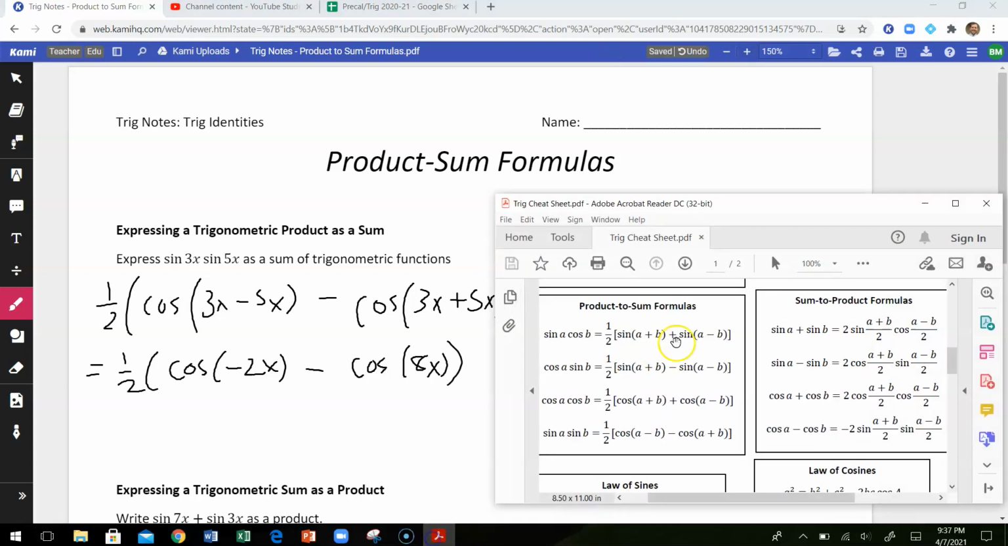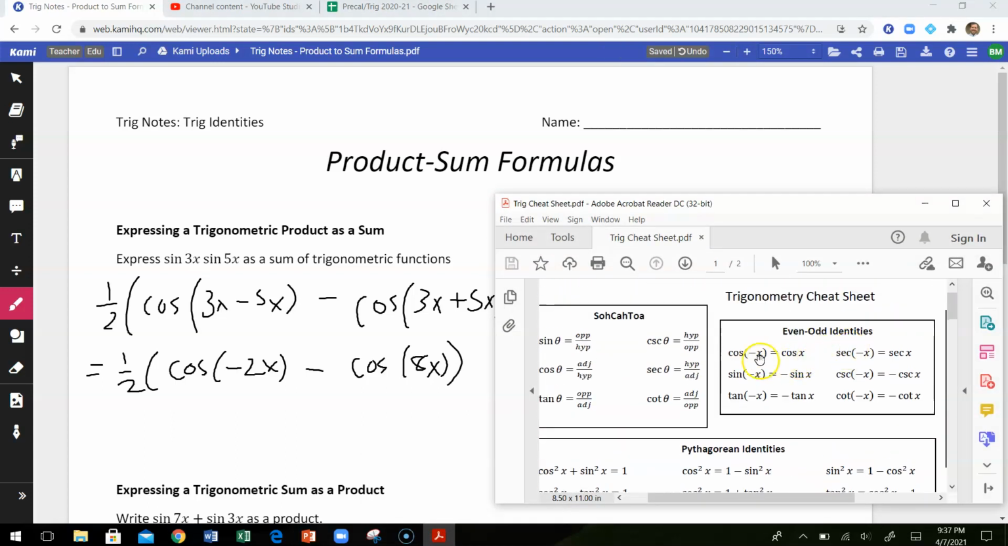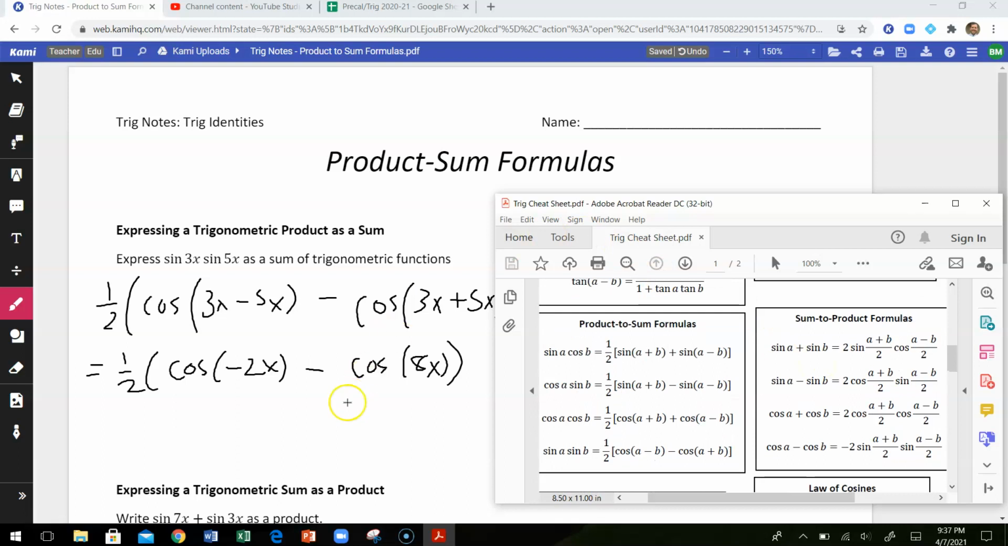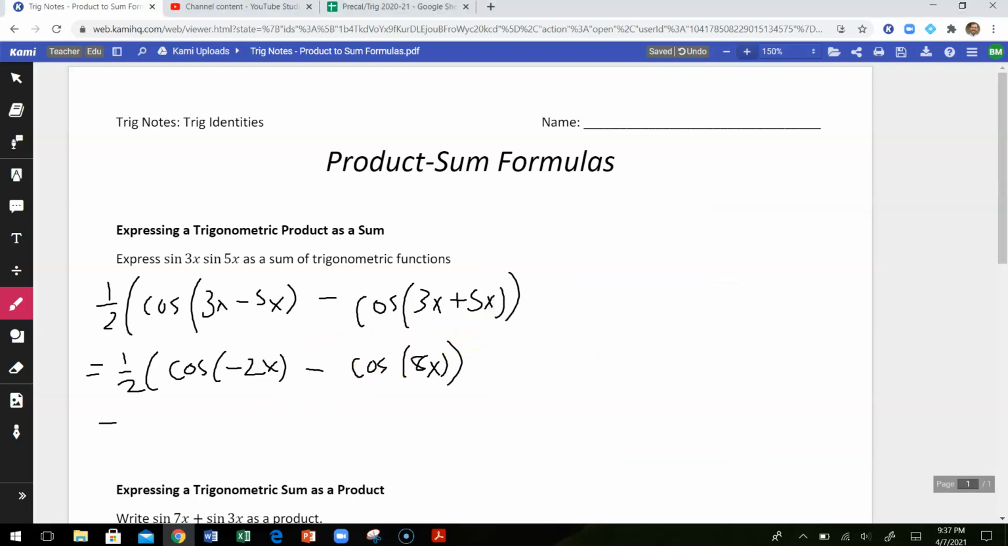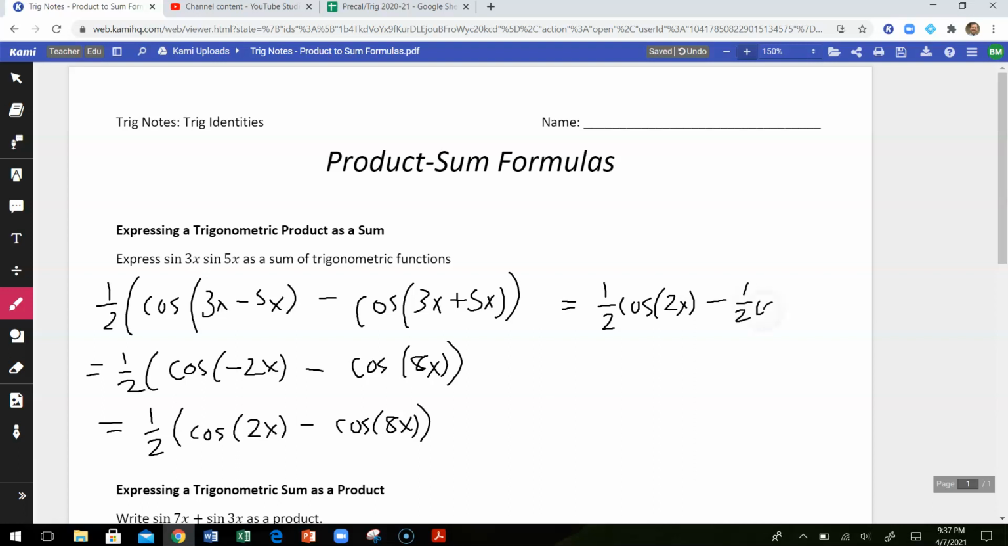If you look on your cheat sheet at the even-odd identities, cosine of a negative angle is the same as the cosine of that positive angle. So I'm going to switch out negative 2x for just 2x. So I have 1/2 times the cosine of 2x minus the cosine of 8x. And then I'm going to distribute that 1/2 so that we have it as a sum here, which is actually a difference, but it's the same idea. So 1/2 cosine of 2x minus 1/2 cosine of 8x.